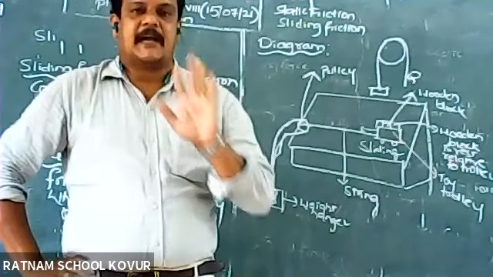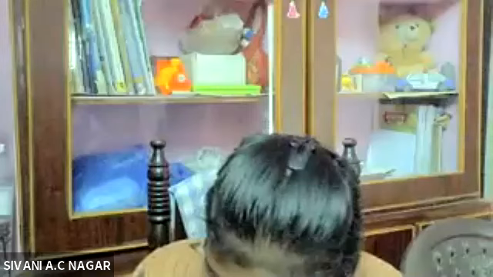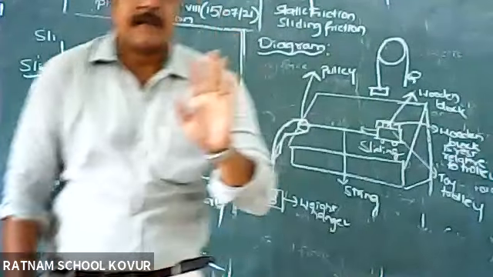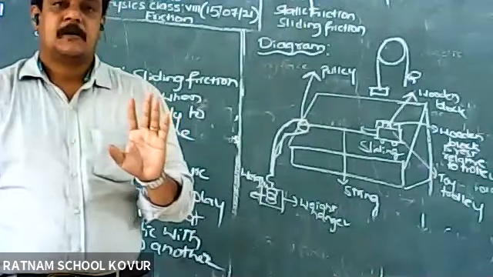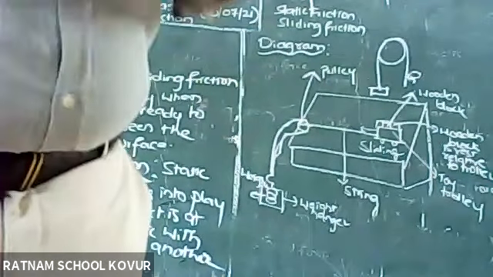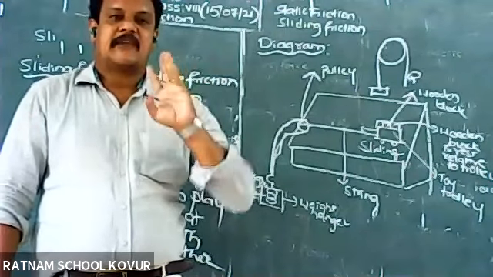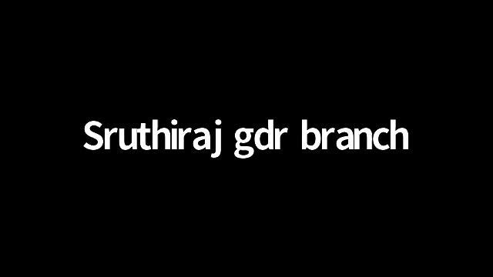What is the meaning of sliding? Sliding friction is a friction to the side with the surface of one object. Okay, whatever you said is correct. Sliding means what, in simple language? Moving. And static means what? Rest. Very good. So sliding means moving, static means rest.